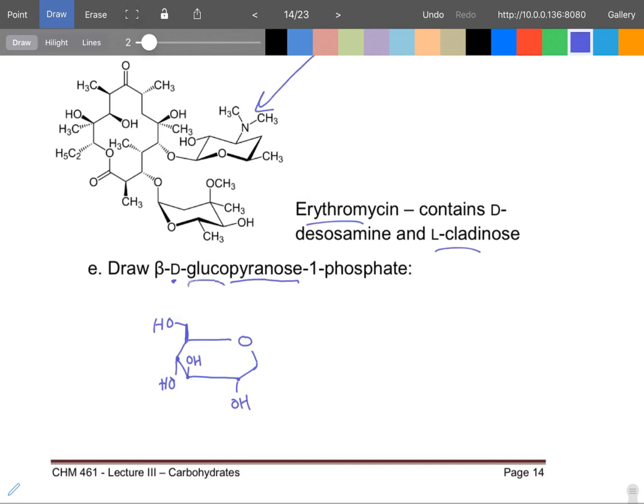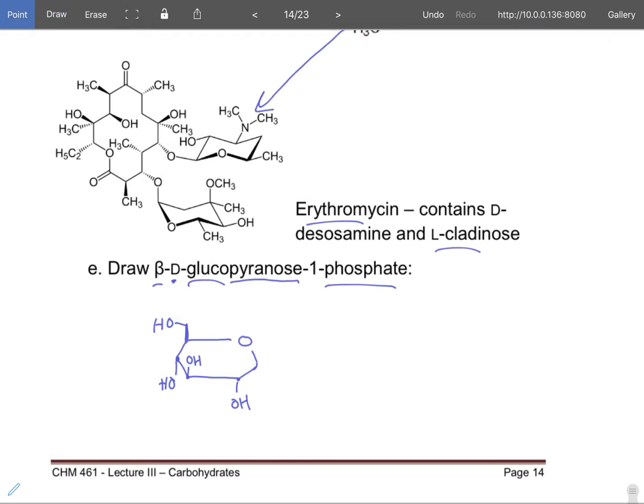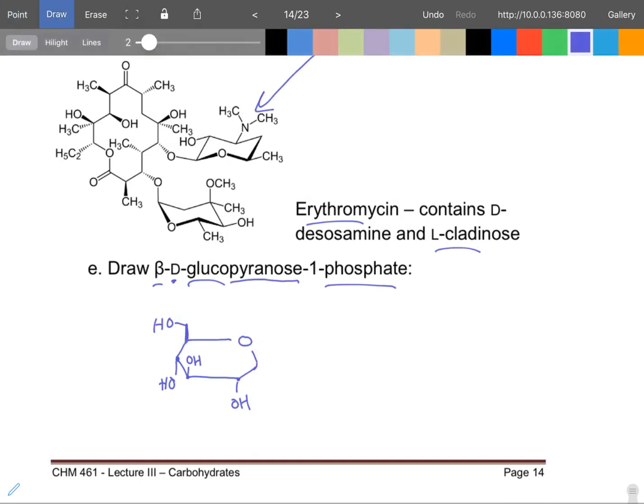So we got the gluco part kind of taken care of. And then we have to pay attention to this phosphate and this beta. And so now we're just waiting to see how that gets attached. So remember, beta means that the configurations at the reference carbon and the anomeric carbon, which is going to be here, are going in the same direction, up in this case. So beta tells us we're going to draw a line up like that.